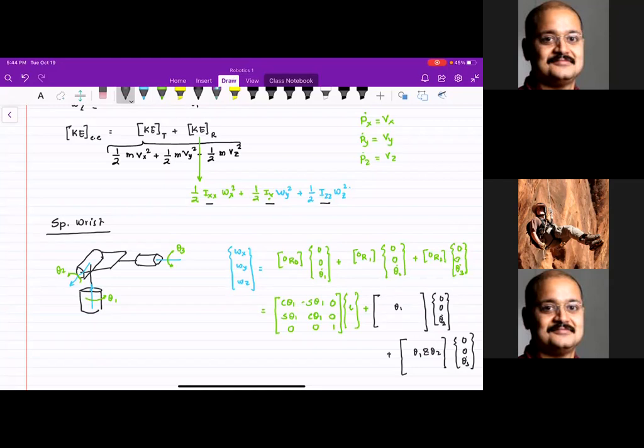Actually, I made a mistake here. You're absolutely right. This is an identity matrix: 1 0 0, 0 1 0, 0 0 1. That's absolutely correct. Okay, with this I'm going to stop here.